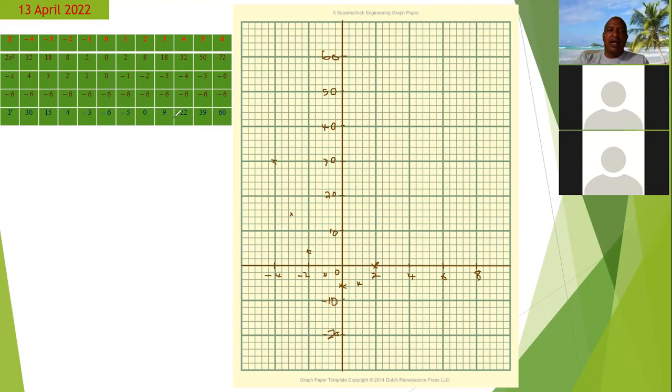Now x equals 3, y equals 9. So 3 midway between 2 and 4 going up 9. 9 is a little below 10, in the middle of that box. So that's 3 and 9. Then we have 4 and 22. x equal 4, y equal 22. So 4 going up 20. And one of these tiny boxes would be 2.